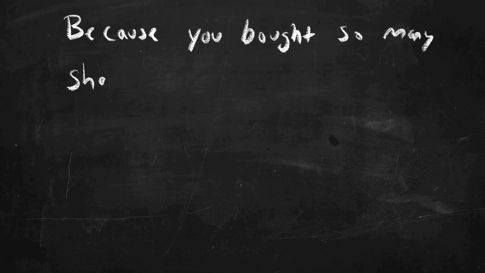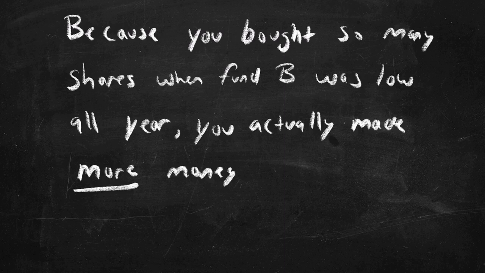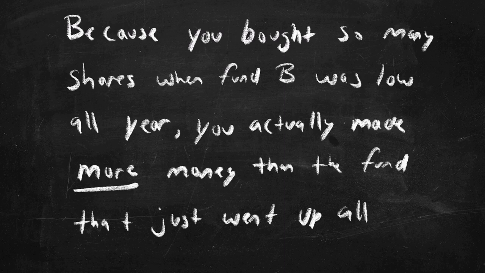Because you bought so many more shares when Fund B was low all year, you actually made more money than the fund that just went up and up all year. Volatility in investment can actually be your friend and make you more money in the long run if you understand how it works. Funds going down in value can sometimes make you more money than funds going up if you're dollar cost averaging.